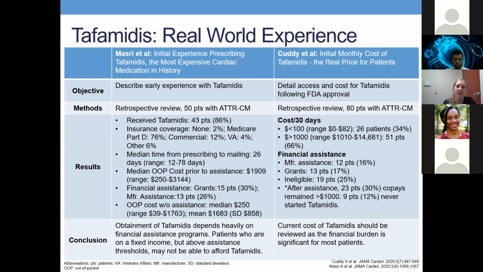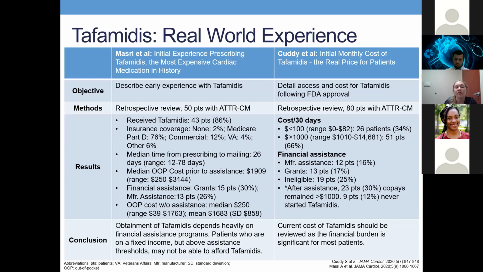Notably, 43 patients or 86% of patients were able to receive and start on tafamidis therapy. When we look at the insurance coverage here, you can see most patients are Medicare patients, 76%. And the median time from prescribing to mailing was 26 days with a range of 12 to 78 days. And that range reflects the time it takes to get financial assistance for some patients. The median out-of-pocket cost prior to assistance was around $1,900 a month with a range of $250 to $3,100.